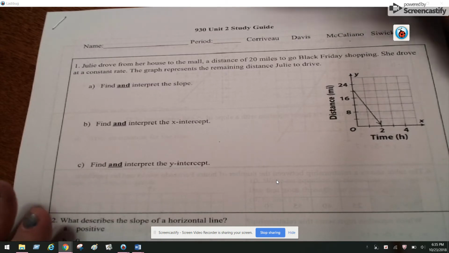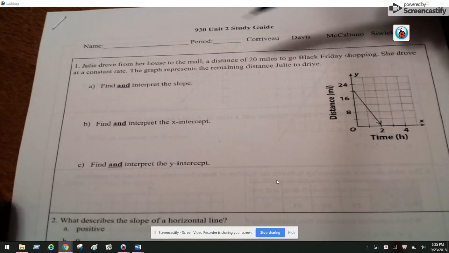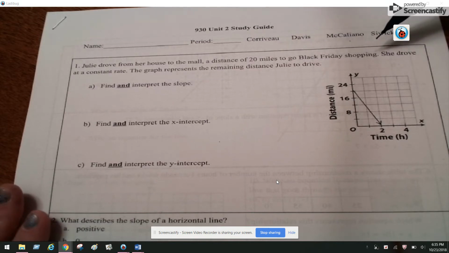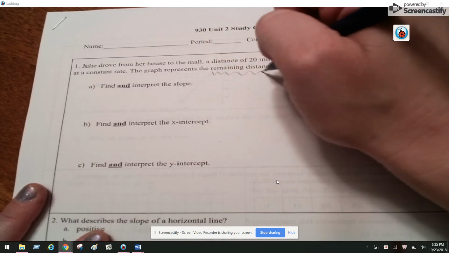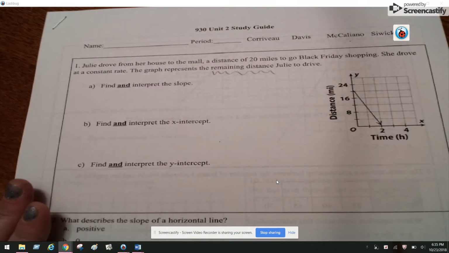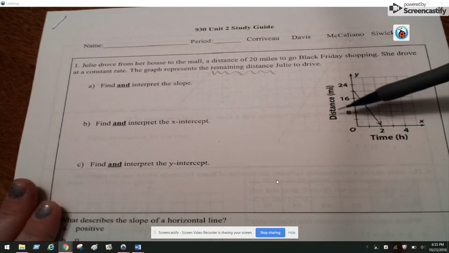So Julie is driving from her house to the mall, a distance of 20 miles to go Black Friday shopping, and she drove at a constant rate. The graph represents the remaining distance Julie has to drive. So that's important as we're looking at the remaining distance.